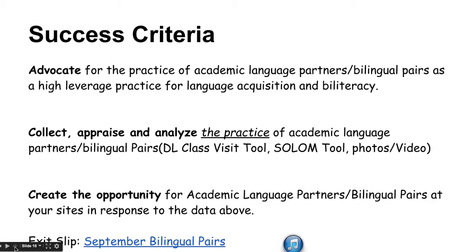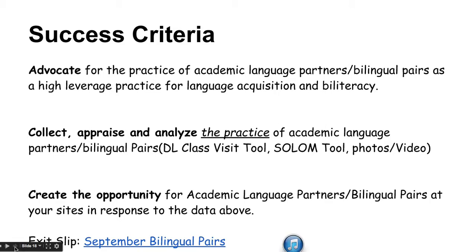Welcome back. So you should be able at this point to advocate for the practice of academic language partners or bilingual pairs as a high leverage practice for language acquisition and biliteracy. You may also feel comfortable in advocating for this practice in classrooms where biliteracy isn't the goal, but monolingual English literacy is the goal. As we know, oral language development is a precursor for literacy. You also want to think about how to collect, appraise, and analyze the practice of academic language partners or bilingual pairs. There are some tools available for you.